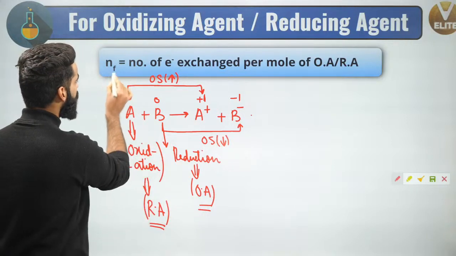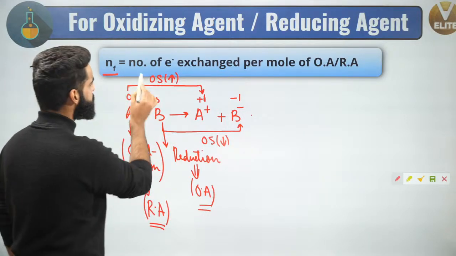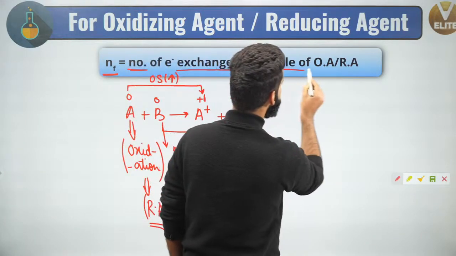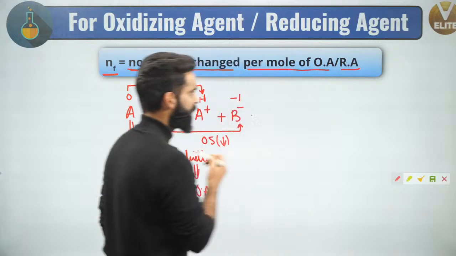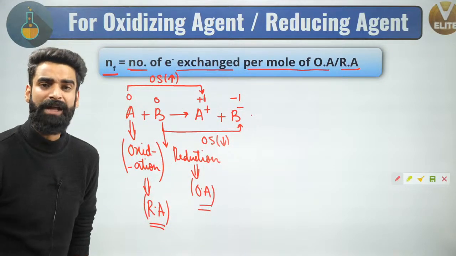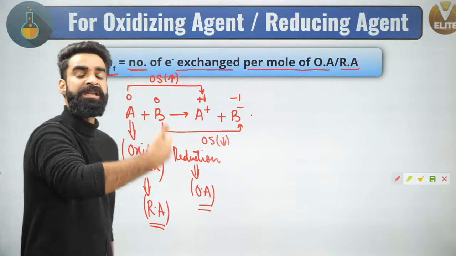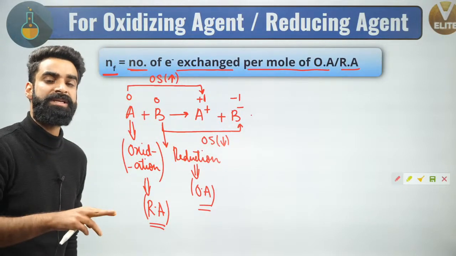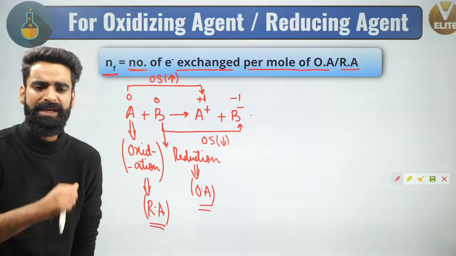N factor of an oxidizing or reducing agent is always equal to the number of electrons exchanged per mole of the oxidizing agent or the reducing agent. Now the point is, how do we get to know that? How do we get to know how many moles of electrons are being exchanged by 1 mole of it?